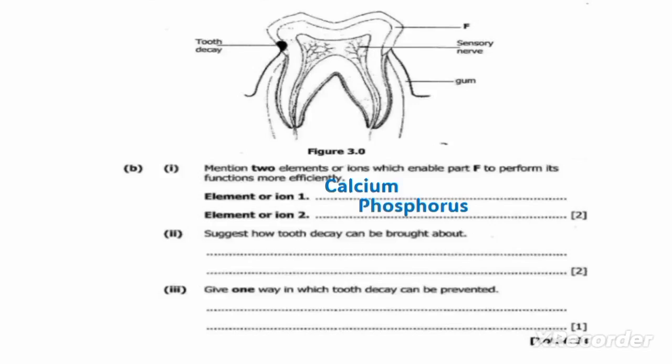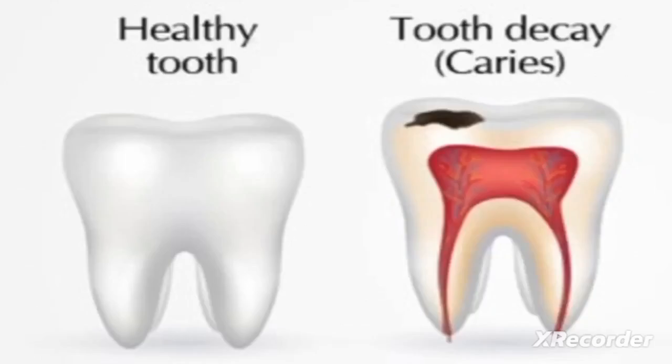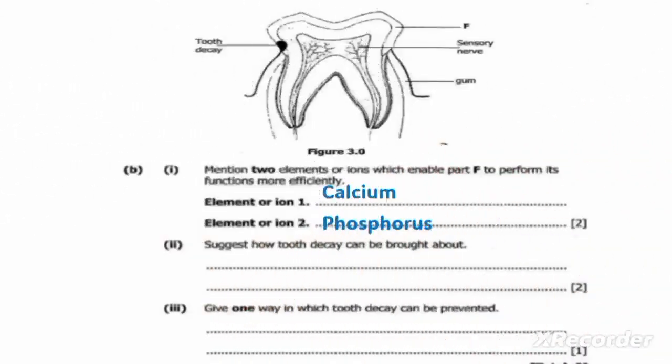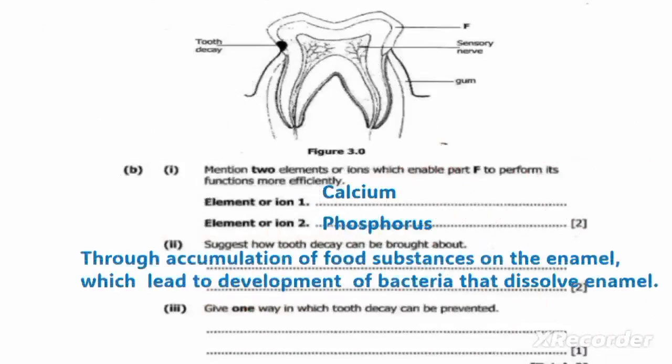So suggest how tooth decay can be brought about. I have already explained this one. So we are just going to say tooth decay is brought about through accumulation of food substances on the enamel, which leads to development of bacteria that dissolve enamel. Give one way in which tooth decay can be prevented. How can tooth decay be prevented?